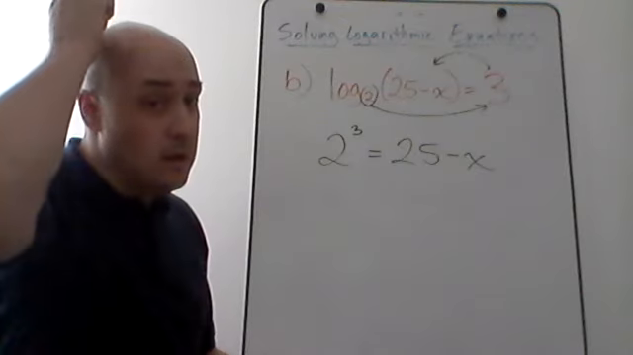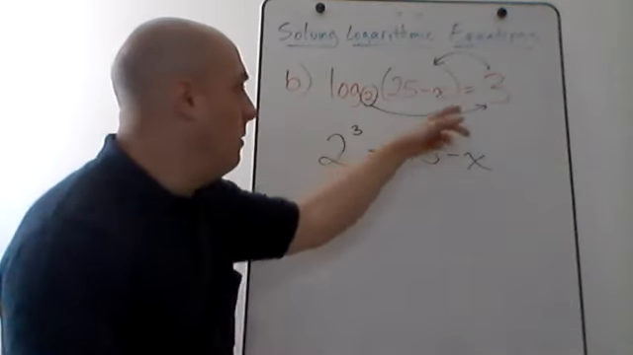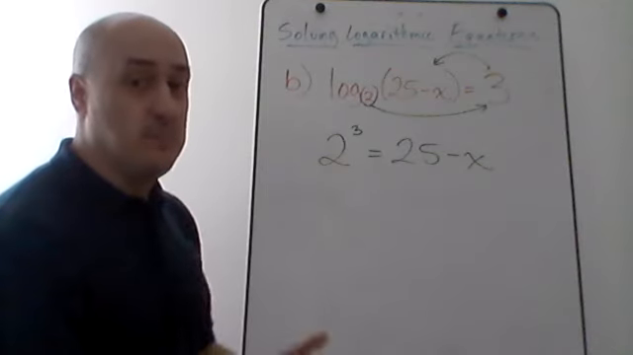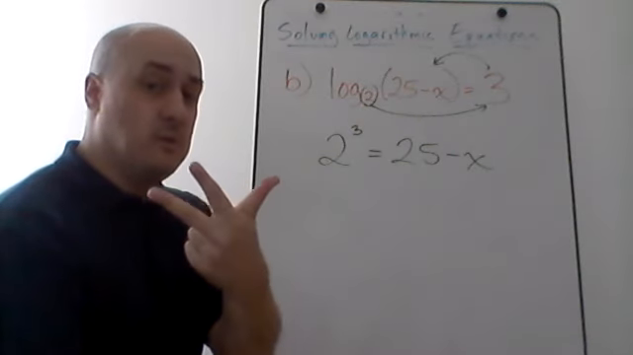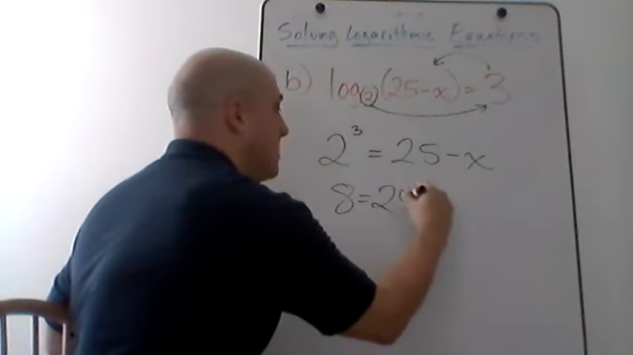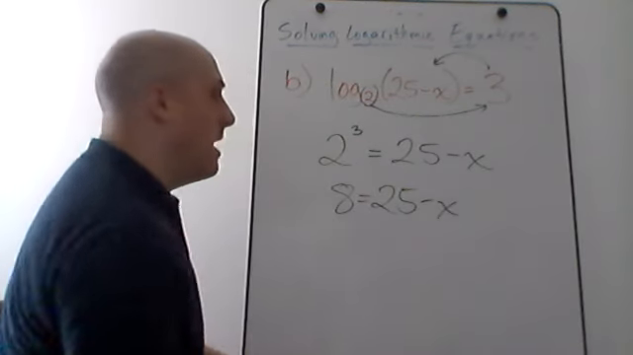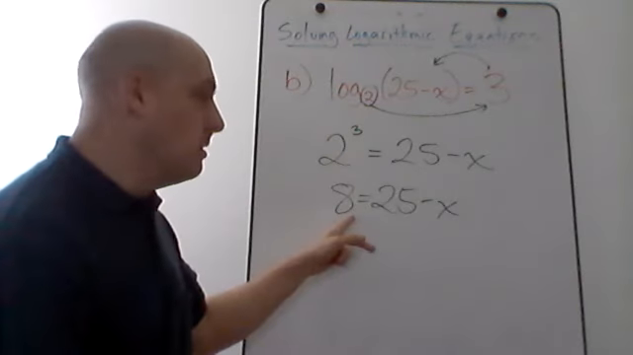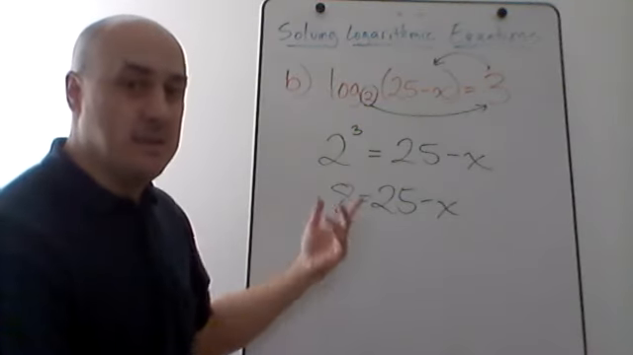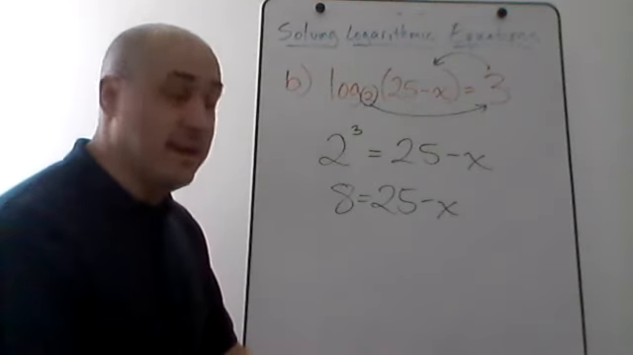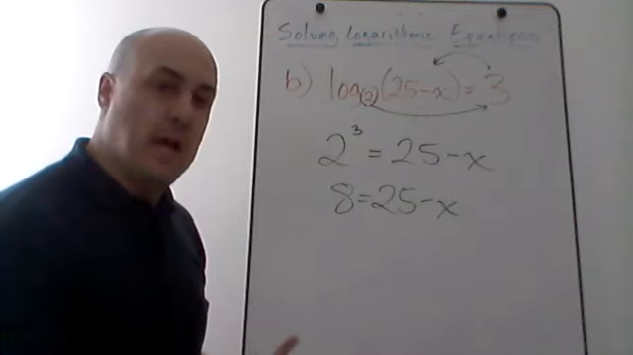Before I do that, though, when I switch this to exponential form, I get 2 to the third power. Well, I can evaluate 2 to the third power, right? 2 times 2 is 4, 4 times 2 again is 8, 2 to the third power equals 8. So when you switch to exponential form, if you are able to figure out what that's equal to, 2 to the third power is 8, so let's write that as 8 instead of 2 to the third power. And now I get 8 equals 25 minus x, and once again, identify what type of function you have.